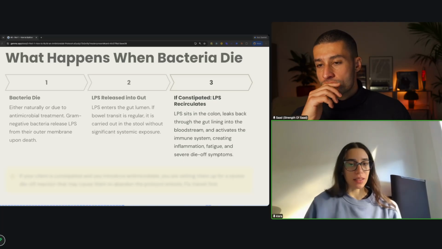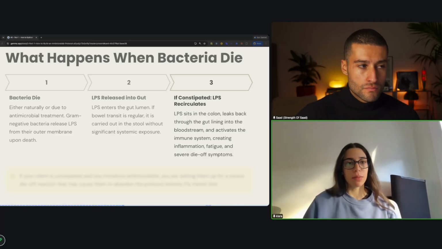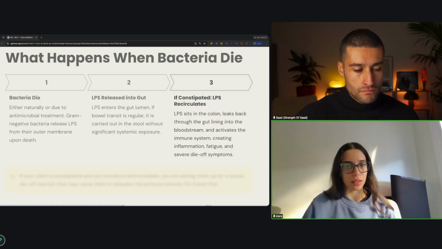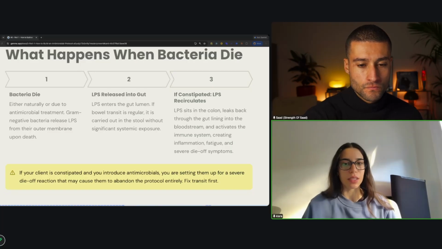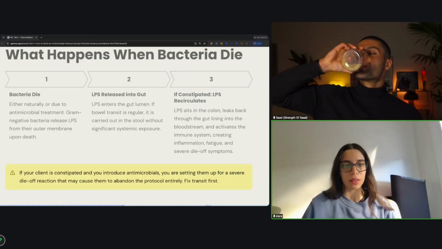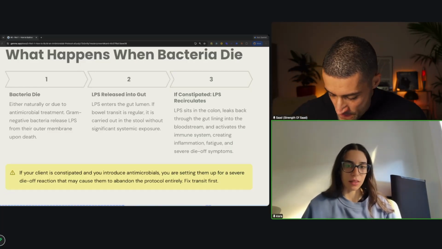If you're backed up, then it can be exposed to the rest of your body and circulate into your bloodstream. And then once it gets there, it can go everywhere else. So then it can cause all of these really nasty symptoms with your immune system, inflammation, and everything else.